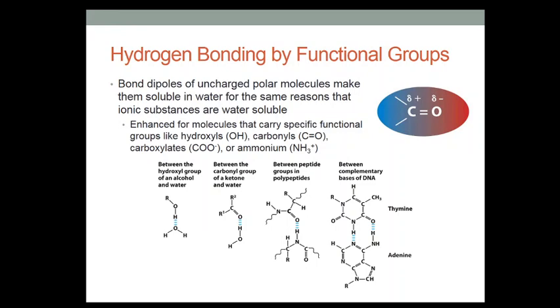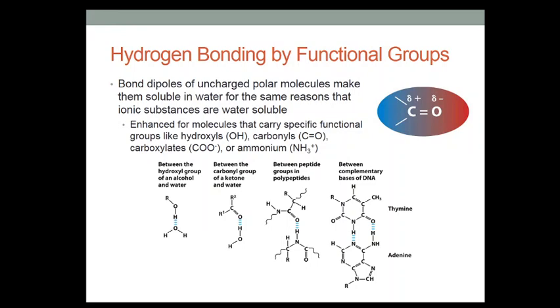So when we talk about hydrogen bonding, which we have already introduced, previously it was focused on hydrogen bonding between water molecules. But now we have to think more broadly. When we talk about hydrogen bonding in biological systems, less often will we talk about water. More often we're going to talk about hydrogen bonds forming through functional groups found in biological molecules.